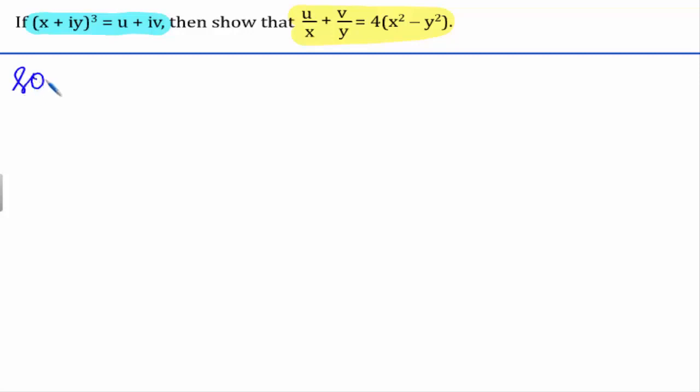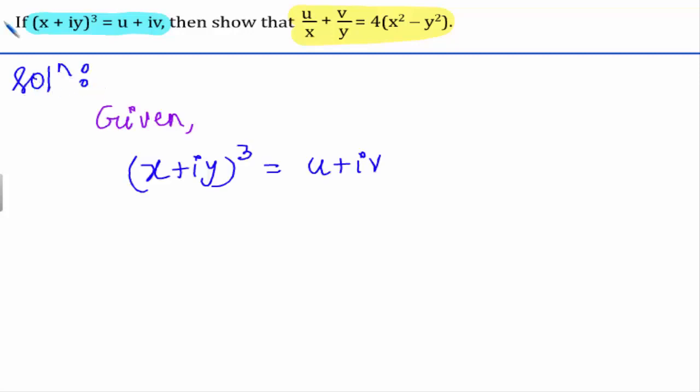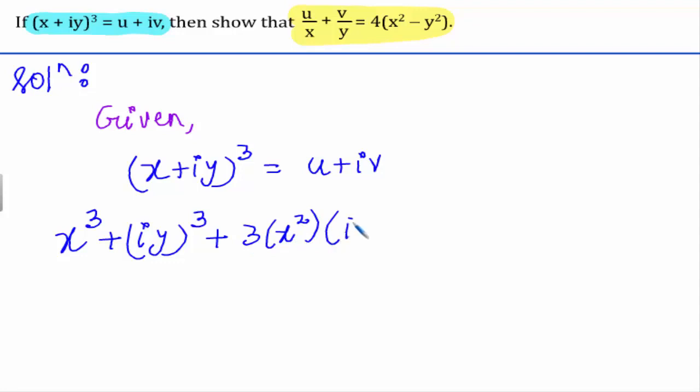Let us see the solution. We are given (x + iy)³ = u + iv. Let us expand (x + iy)³. So we get x³ + (iy)³ + 3 multiplied by x² multiplied by iy + 3 multiplied by x multiplied by (iy)² is equal to u + iv.